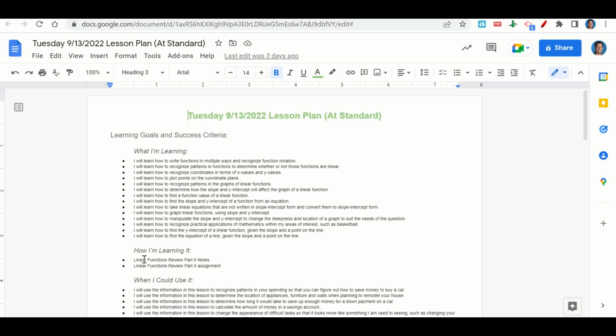How are we learning it? Through the Linear Functions Review Part 2 notes and the Linear Functions Review Part 2 assignment.